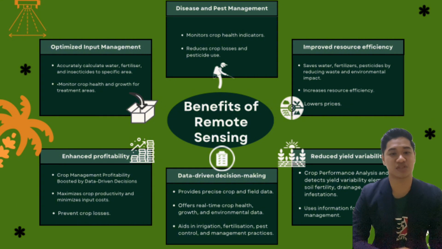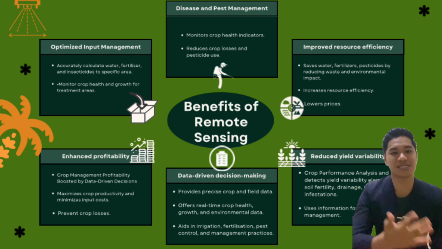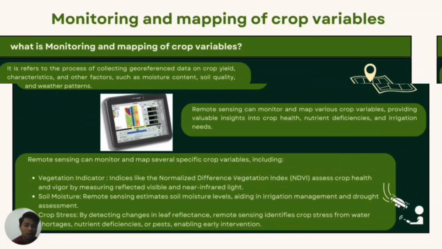And the last is reduce yield variability. Crop performance analysis can detect yield variability elements, soil fertility, drainage, and pest variability, and use the information for site-specific management.